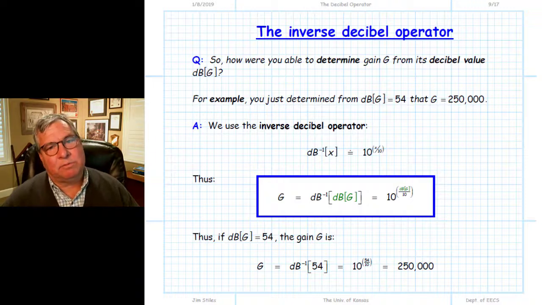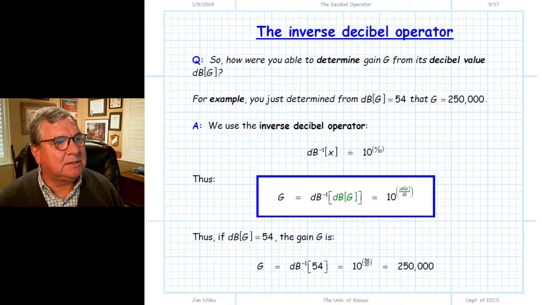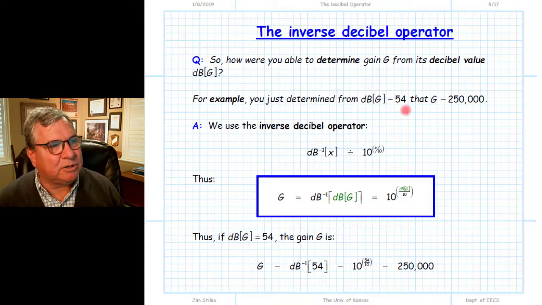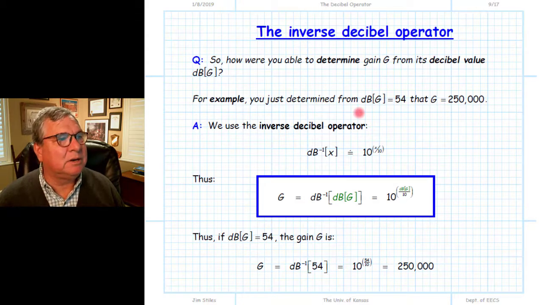Consider now what happens if we want to make the reverse operation, the inverse operation. Let's say we know that the gain of an amplifier, when expressed in decibels, is 54. The gain, in other words, is 54 dB, we say. What is the actual gain before we applied the decibel operator?